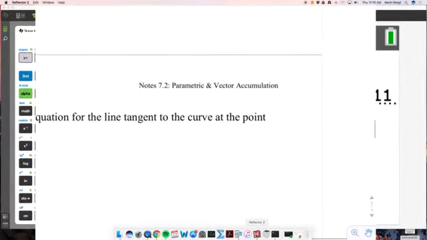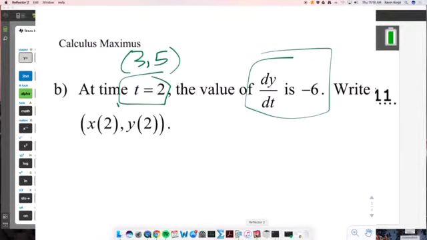Write an equation for the tangent line at the point x sub 2, y sub 2. Okay, what do we need for the equation of a tangent line? Point and the slope. Do we have the point? Yeah, x sub 2 is 3, y sub 2 is 5. I knew that because I brought it down from the top. But on the actual test, you could just do this with your eyes.